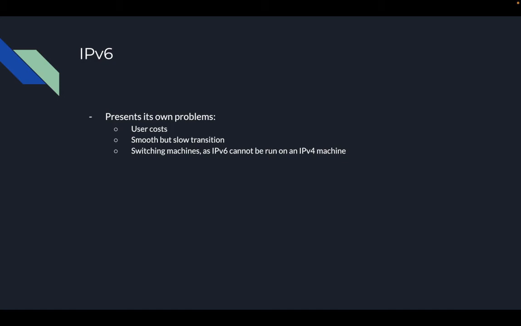And then IPv6 has been heralded so far as this, we're getting rid of NAT, but it presents its own problems. One of these is the user cost. IPv6 can't be run on an IPv4 machine, which means that you have to buy another machine that can handle IPv6. And that costs money and time, and most people honestly don't want to do that yet. So until they have to, it's a very, very slow transition. Next slide.